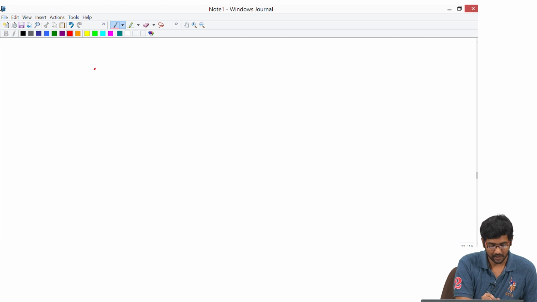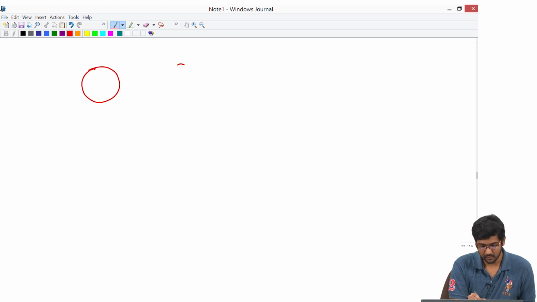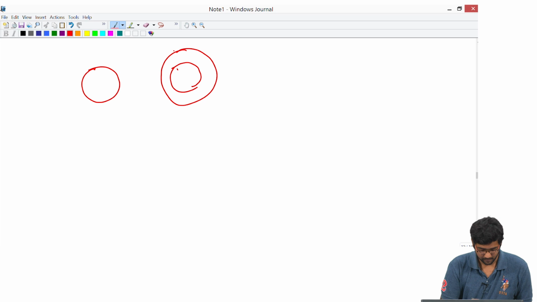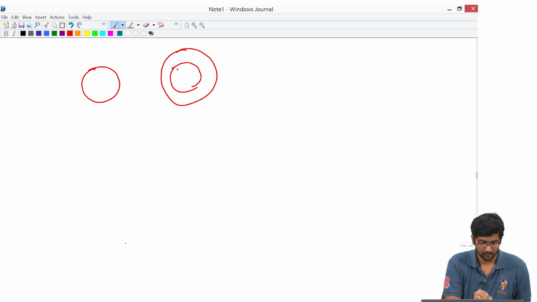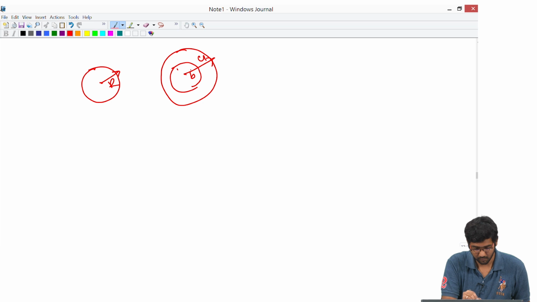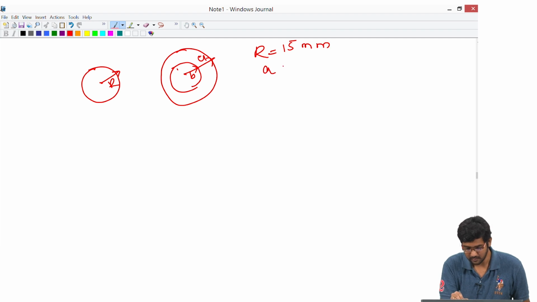So, the geometry is, one is a round one, the other is an annular pipe. If you look at the dimensions, R is 15 mm, A is 25 mm.